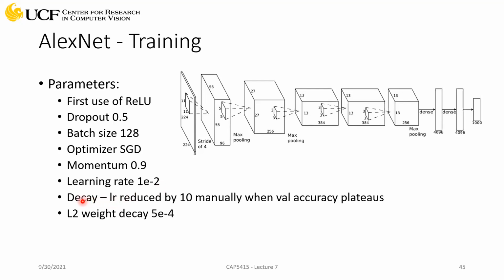So the decay, I think one of you was asking whether we want to change the learning rate. So we do that, and this is called learning rate decay. This was done manually at that time, but today we have more sophisticated ways to do that. We can have adaptive learning rate. What they did is they reduced the learning rate after the validation accuracy was saturating. And this decay was 5e negative 4. So this amount was decreased from the original learning rate. Okay, so these are all the parameters.